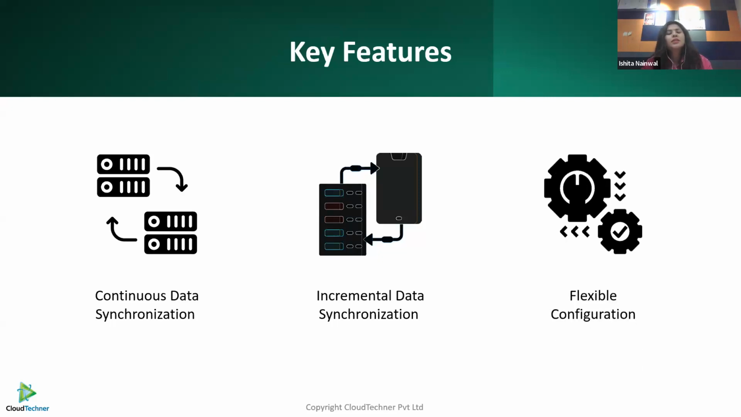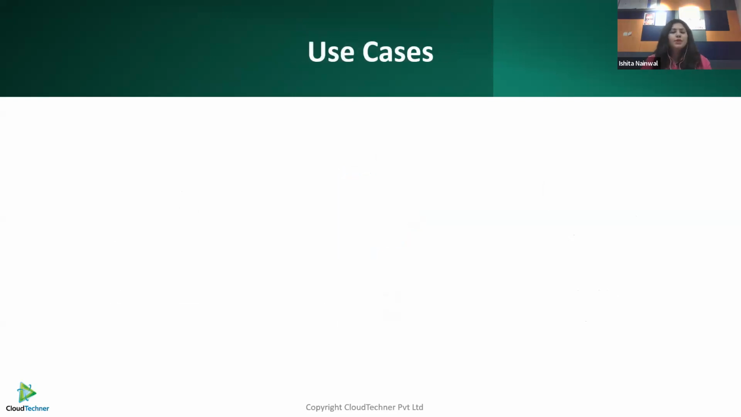Next, let me talk about its flexible configuration. Mongosync can be configured to synchronize all data between two clusters, or to synchronize only specific databases, any specific collection, or any specific document. This feature makes it a versatile tool that can be used for a variety of different purposes. So these were some key features that this tool holds. Next, let me introduce you all to the use cases of the tool.